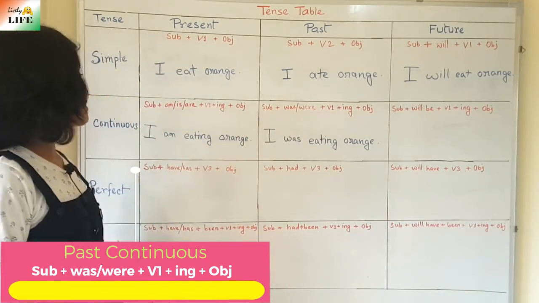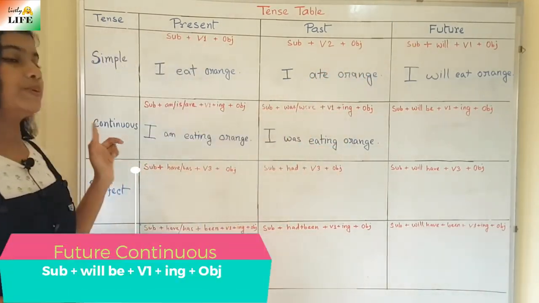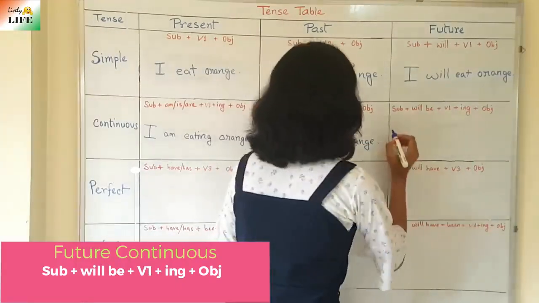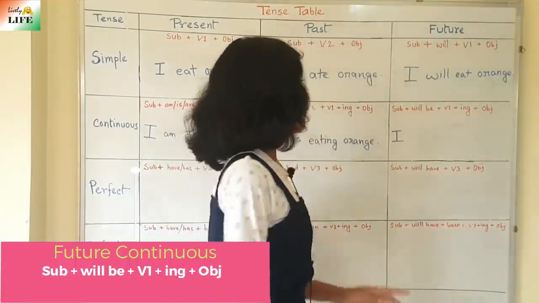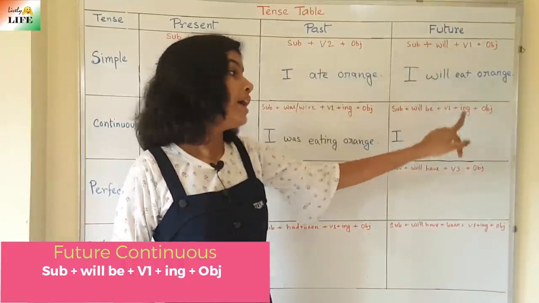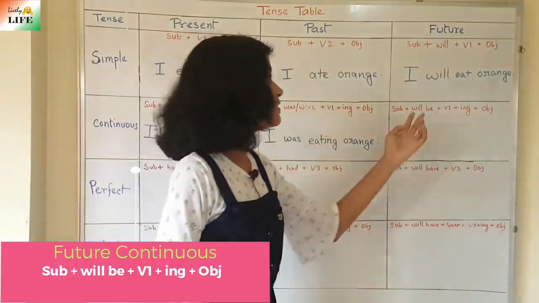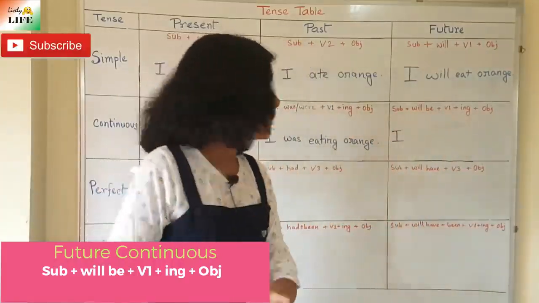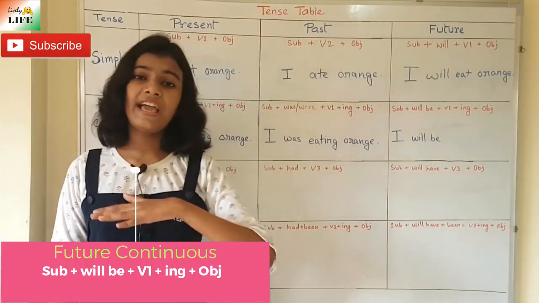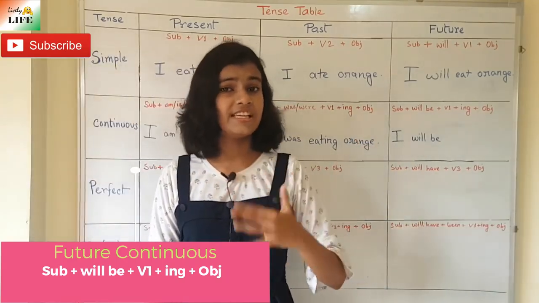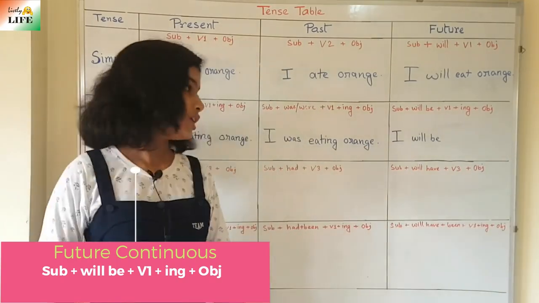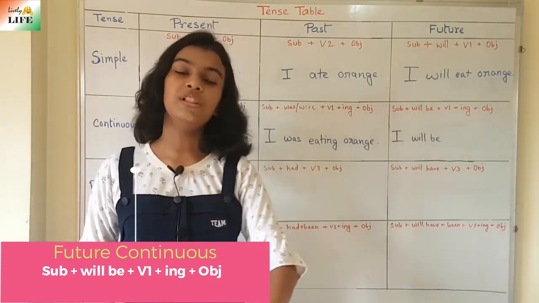Okay, now the next one is future continuous tense. So future continuous tense. At first subject I, then we use will be. Over here we used only will. Here we are going to add another word, that is be. I will be. And this is for any subject. For he, she, he will be, she will be, it will be, they will be. Okay, so for everything we use will be.